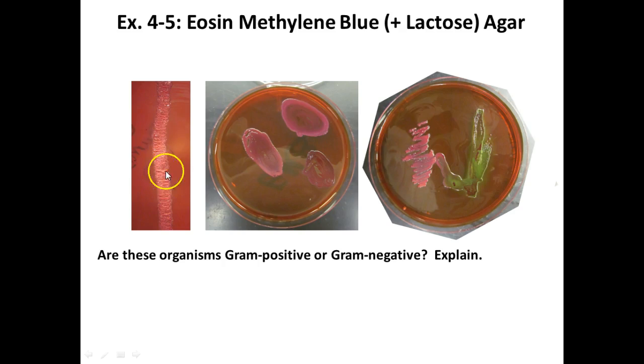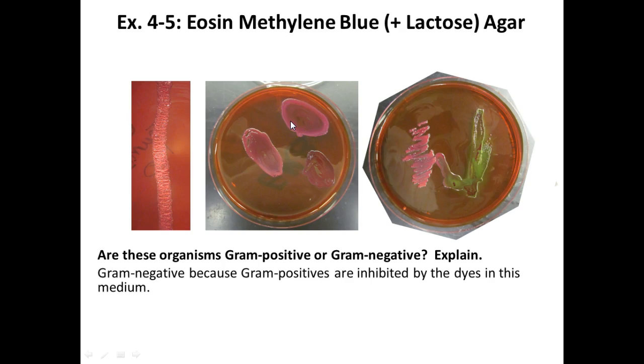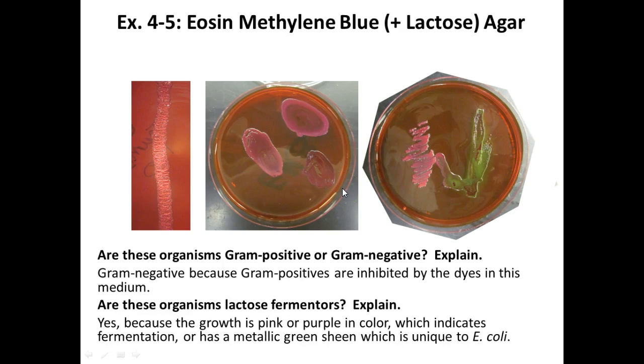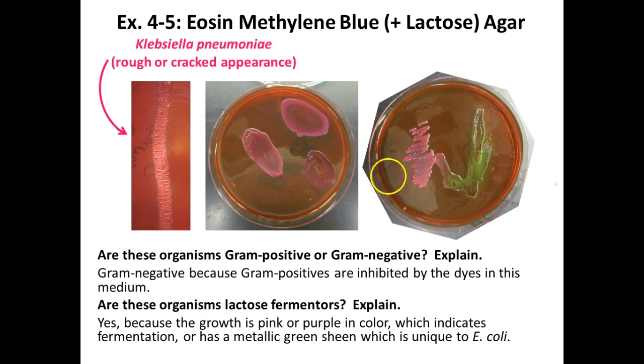So notice kind of pink, kind of dryish. One of our organisms was growing kind of like this before, but it didn't this semester. I don't know why. But again, notice the pinks here. These are all gram-negatives because they're all growing. Pink indicating lactose fermentation, and notice this one's got the metallic green. So that's pretty unique, probably E. coli.